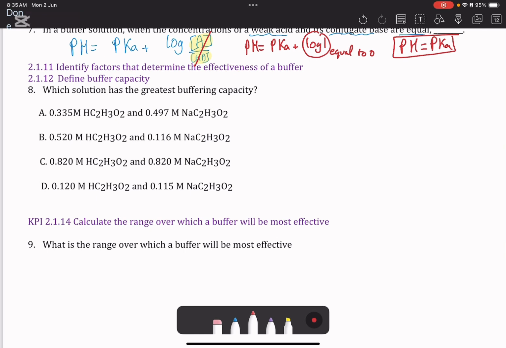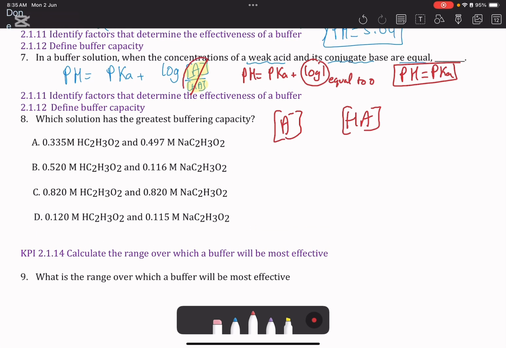And again, this is all related to the quantities of A minus, the concentrations of A minus and H plus. So again, if you look at this formula, if they are equal, we are talking about a buffer that is equal to the pKa and almost doesn't change. That's the best buffering capacity when the concentrations are equal. So the concentrations are equal.